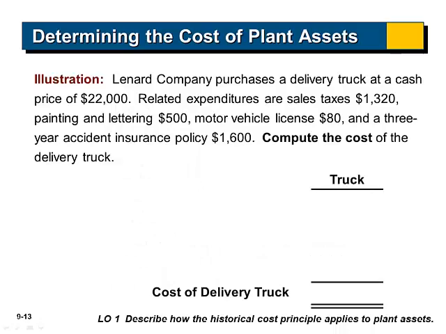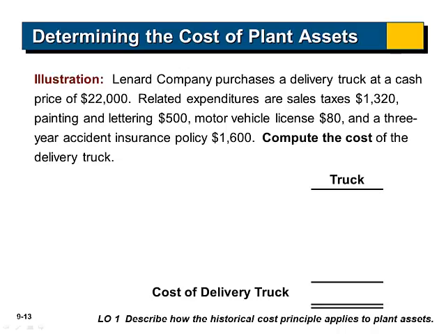So an example of this: Leonard Company purchases a delivery truck at a cash price of $22,000. Related expenditures are sales taxes of $1,320, painting and lettering of $500, a motor vehicle license of $80, and a 3-year accident insurance policy of $1,600. So we need to compute the cost of the delivery truck. Let's think about what costs go into the delivery truck to make it ready for its intended use. Not costs related to using it, but costs related to getting it ready for its intended use.